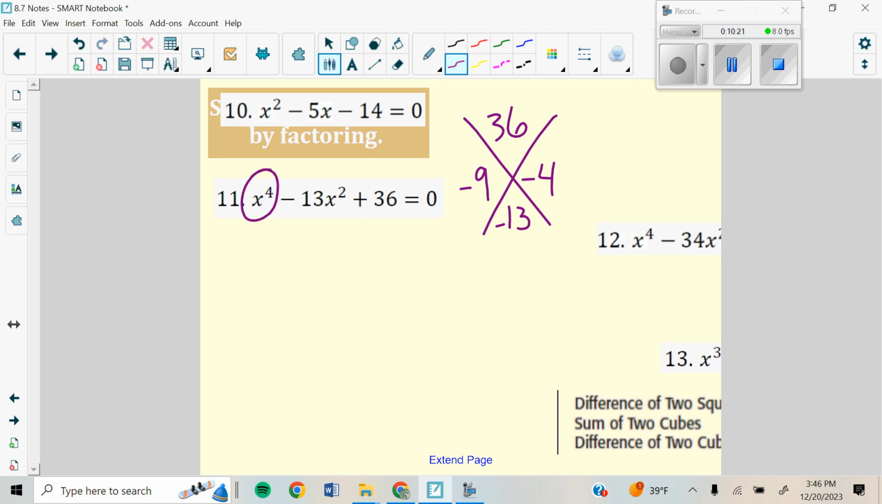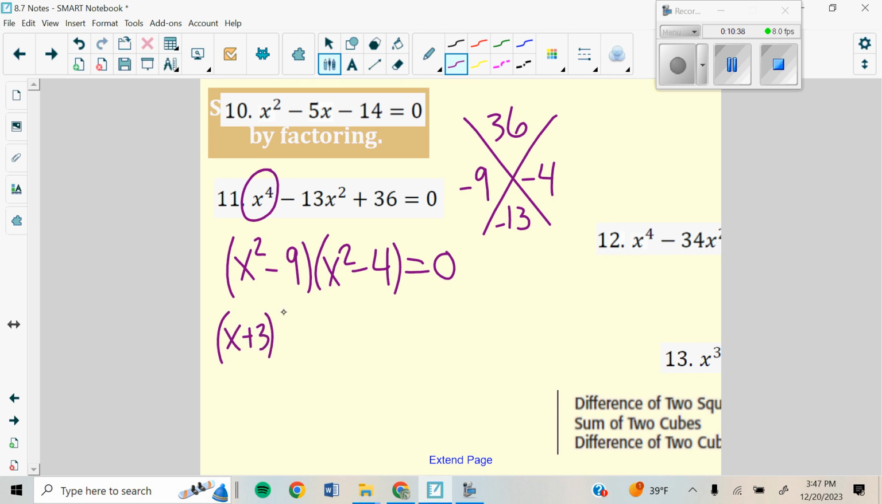Because it's just a fourth term there, we're going to go x squared minus 9 and x squared minus 4 equals 0. Ask yourself, can I go further? And I can. This is a difference of perfect squares. So we get x plus 3, x minus 3. And then x squared minus 4 is a difference of perfect squares. So x plus 2 and x minus 2 equals 0.